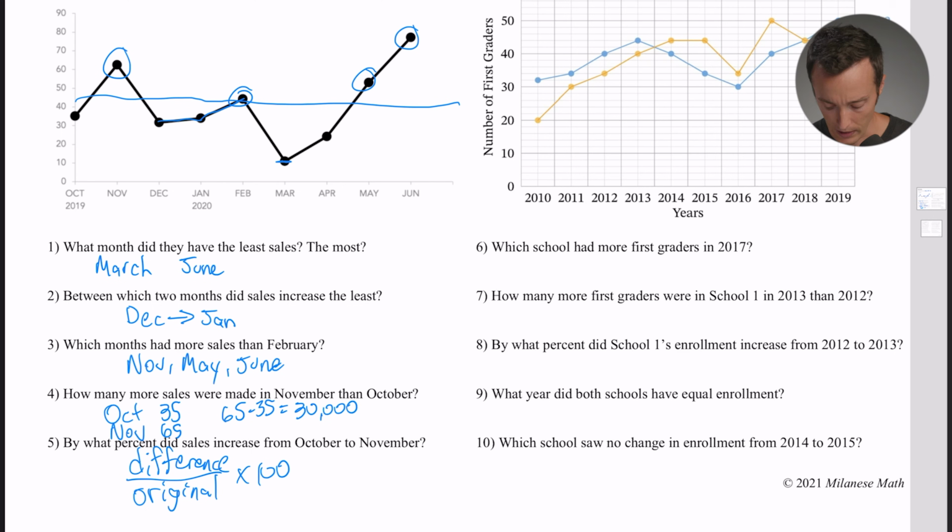So it says, by what percent did sales increase from October to November? Well, we just did that in the previous problem, right? We know that the difference is 30,000, okay? So the difference from month to month was 30,000. But what was the original amount?